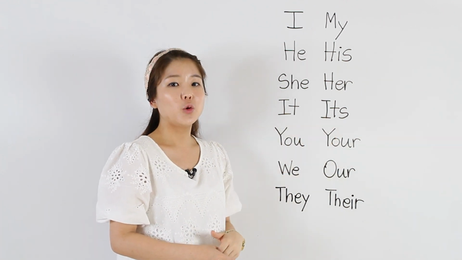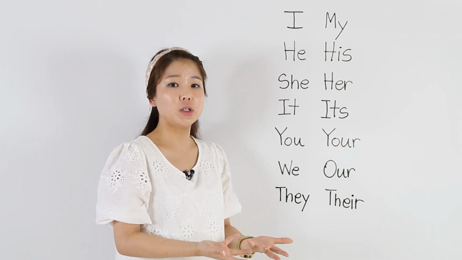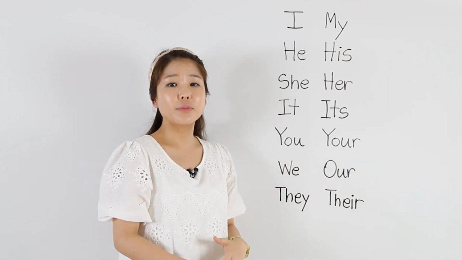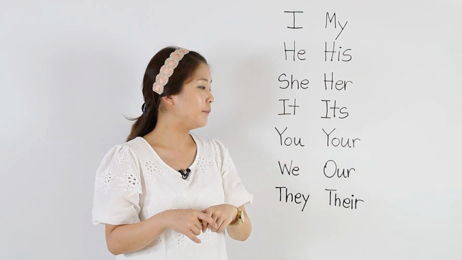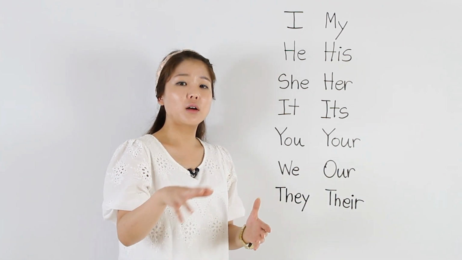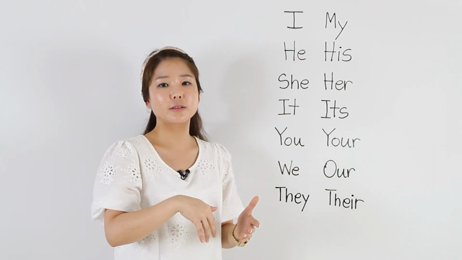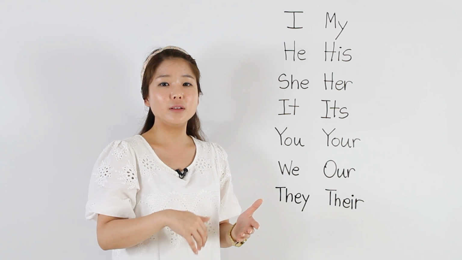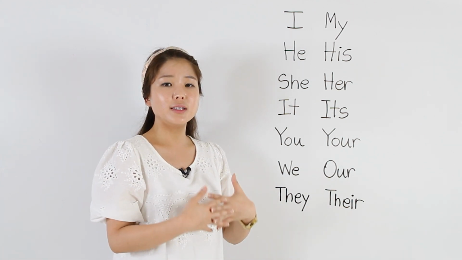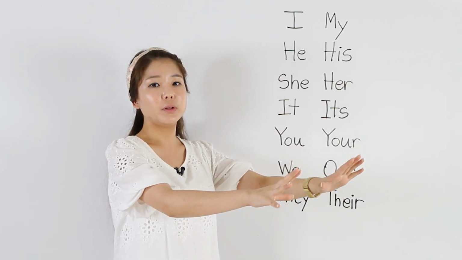Its. We use its to show that something belongs to an animal. We use your to show that something belongs to you. Okay? Our. Our means that something belongs to me and you, or me and somebody else, or me and other people. Okay, and last, we use their to show that something belongs to many people. Okay, not me, but many people.